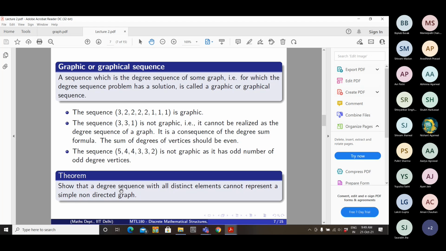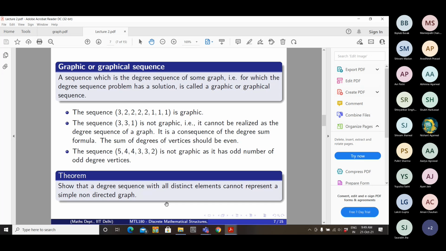Okay, so let's move to the next part. Show that a degree sequence with all distinct elements cannot represent a simple non-directed graph. Suppose you have a graph with n vertices. If you take a degree sequence, then your degree sequence must contain n elements, the degrees of all the vertices. Since there are n vertices, there should be n degrees. This theorem says that the degrees in your sequence cannot all be different. Means a degree sequence with all distinct elements cannot represent a simple non-directed graph.